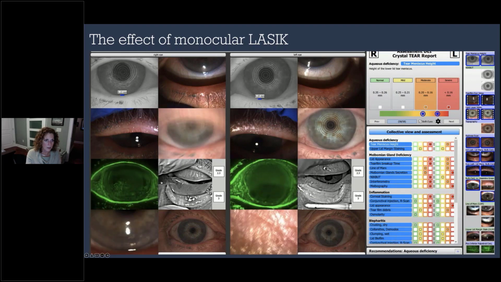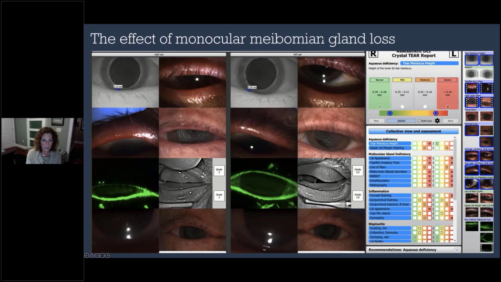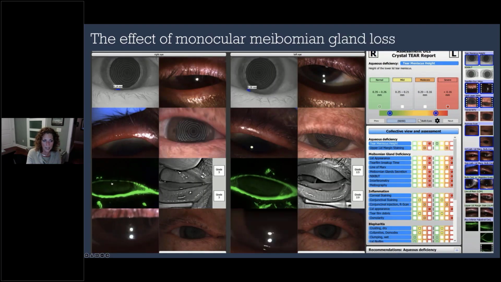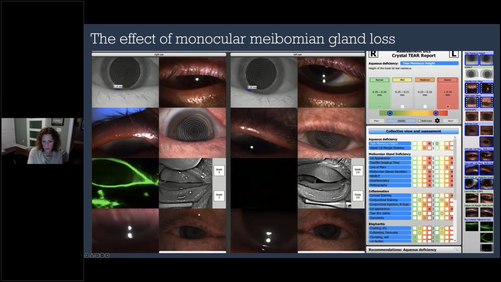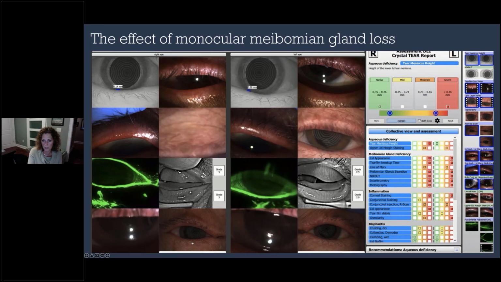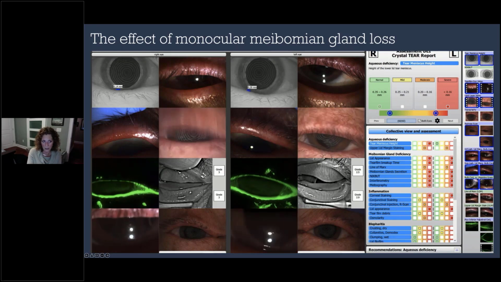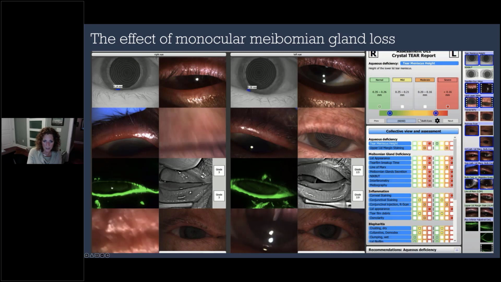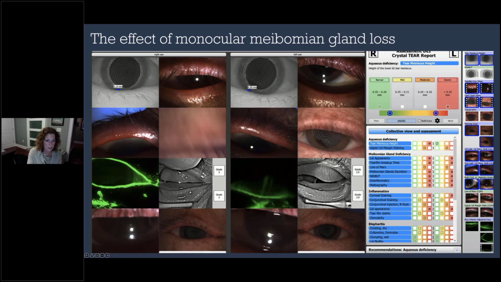And then next, monocular meibomian gland loss. Look at the difference here. Look at how light sensitive this patient is. They've got basically the same inflammation along the lid margin, same rosacea, but we have some glands here and almost no glands here. And what a difference that makes in their comfort and just level and intensity of symptoms.